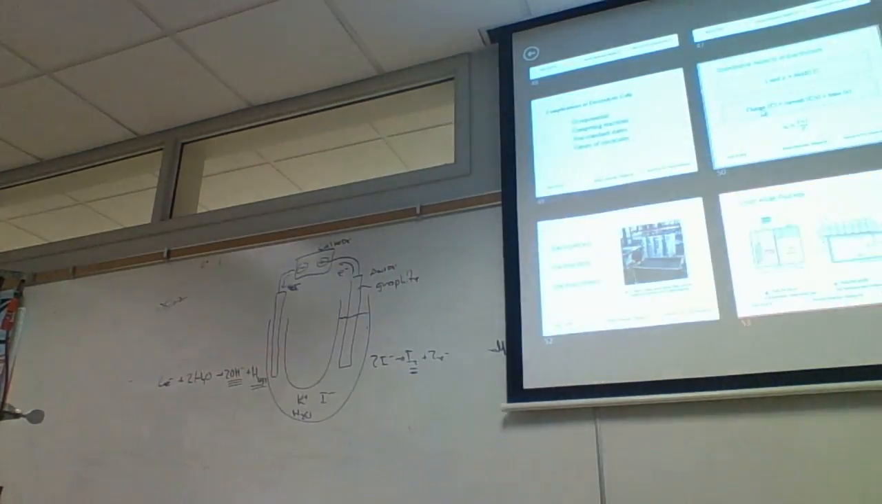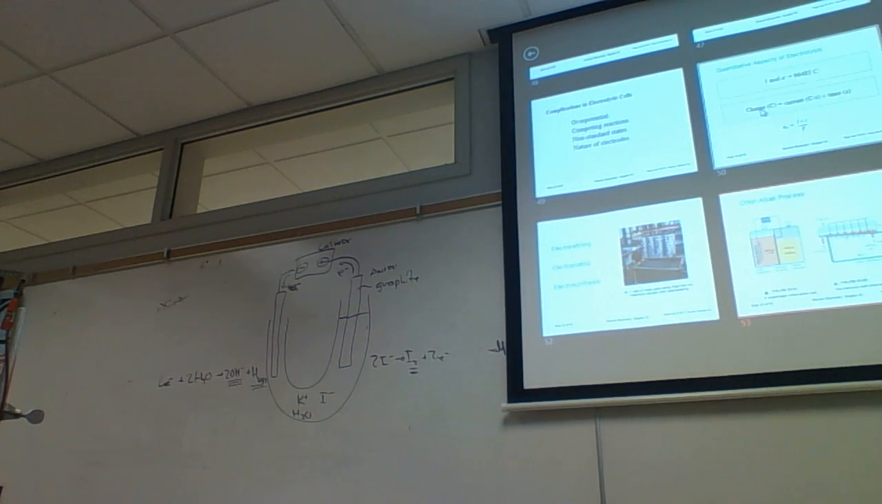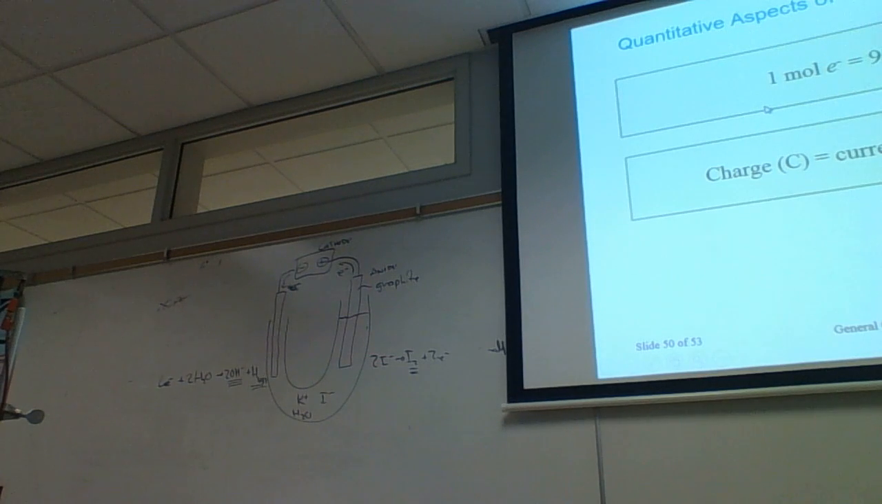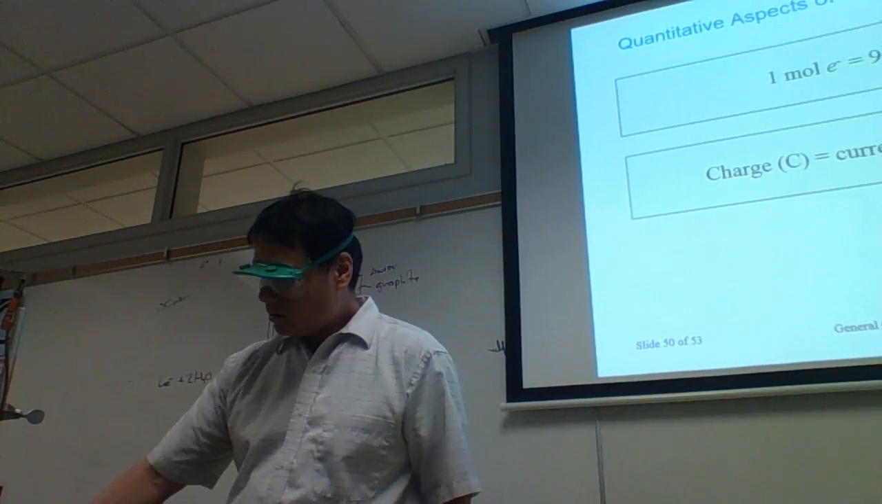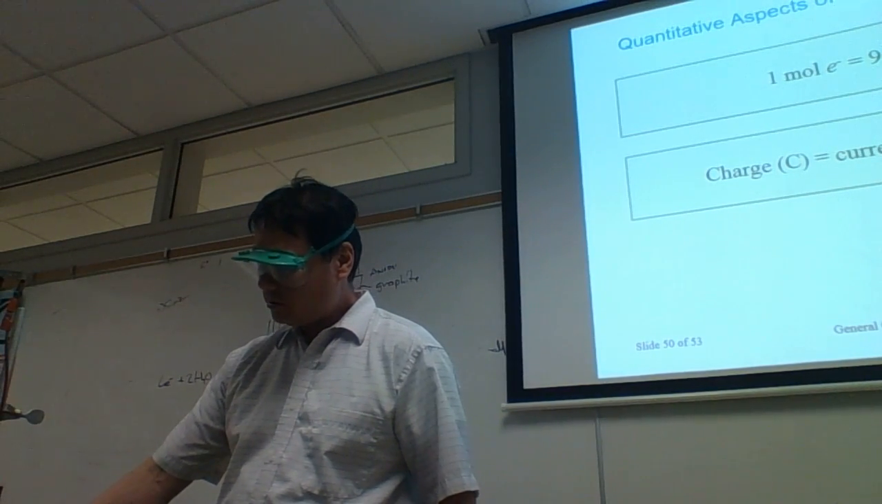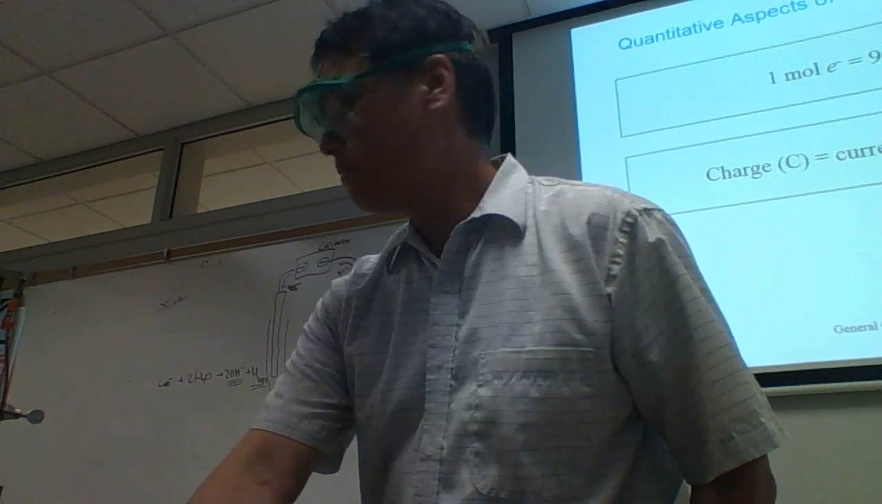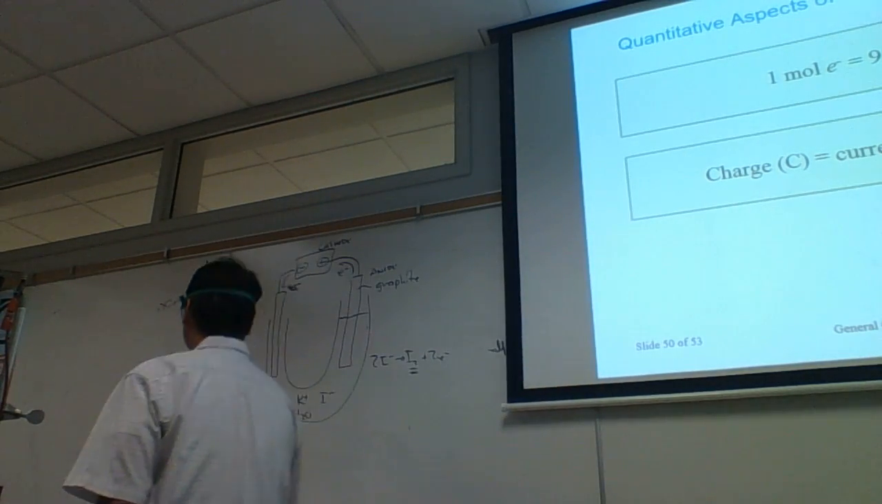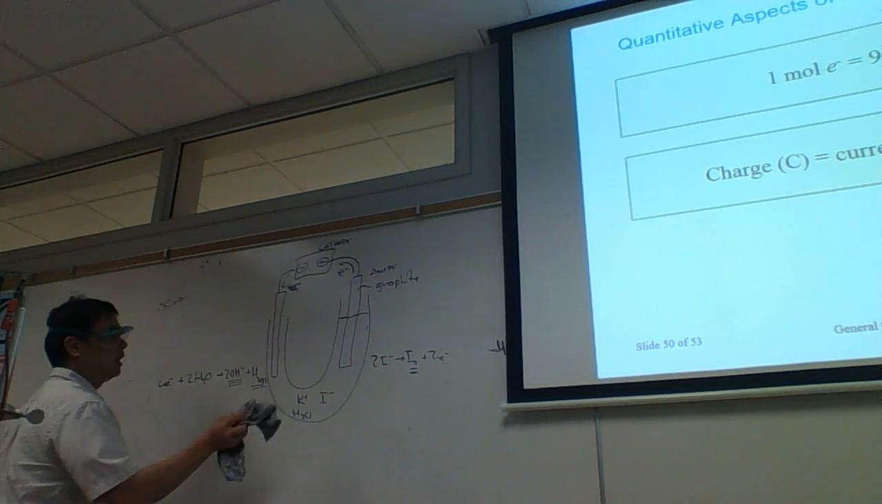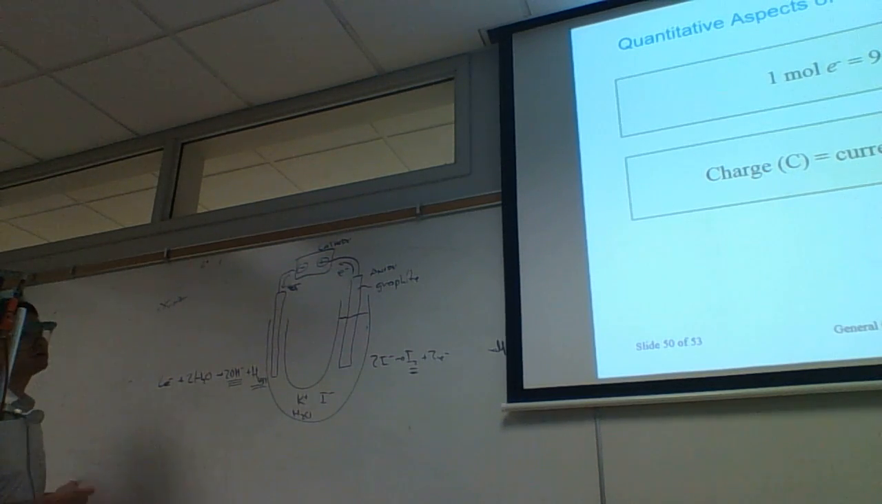Well, we could do the stoichiometry with this. Because one of the things that the power supply measures is the current. The current here is 0.03 amps right now, or 30 milliamps. And so I could figure out how much of this I'm going to produce by using stoichiometry.